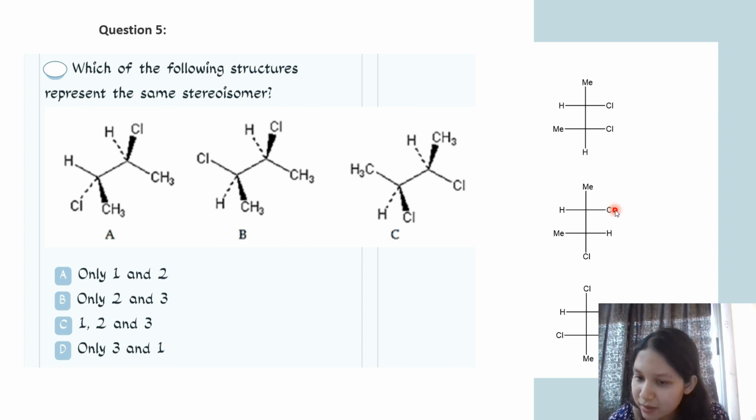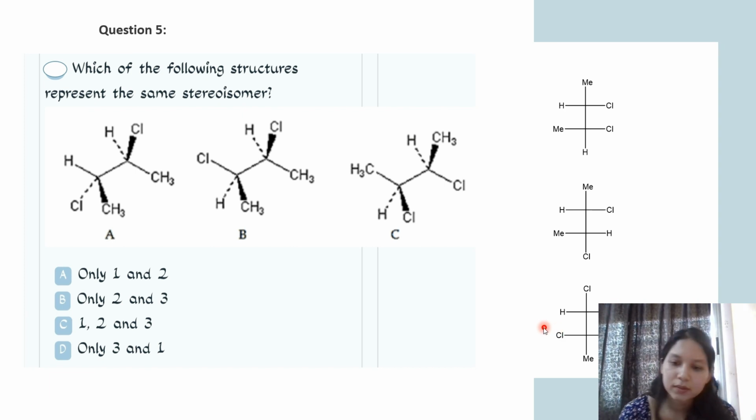So now you compare the two structures. The structure we will get by rotating this molecule by 180 degrees will be exactly this same compound. So we are seeing that these two compounds are interconvertible by rotating one of these at an angle of 180 degrees. Hence, these two compounds are identical. These are the same stereoisomers.